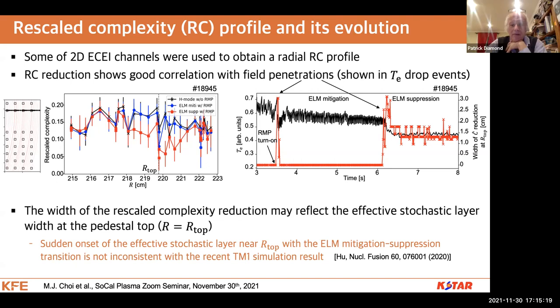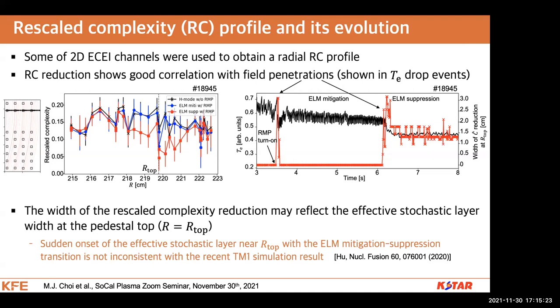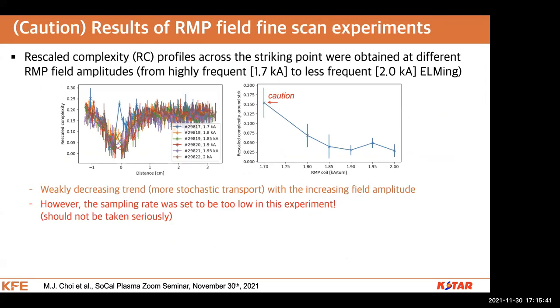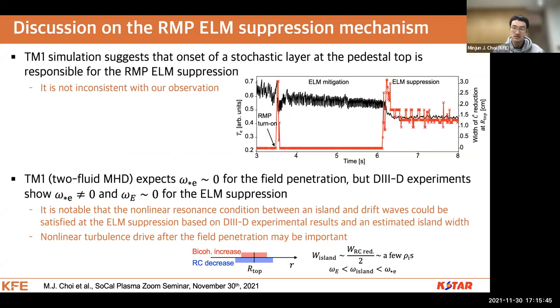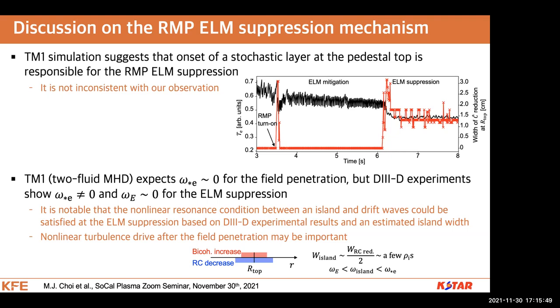Okay, next, Dr. Hu. Thanks for a very interesting talk. Since you mentioned some of our TM1 simulation results, I want to clarify that. For the penetration condition, we find omega star E should be zero, but the experiment shows omega E cross B is zero. I think the inconsistency is, as you may find in both my paper and Carlos' paper, that for the experiment it's very hard to determine the exact omega star E, because the spatial resolution of the diagnostic isn't enough to cover the island structure. So it's very hard to determine the detailed omega star E after the RMP is applied.